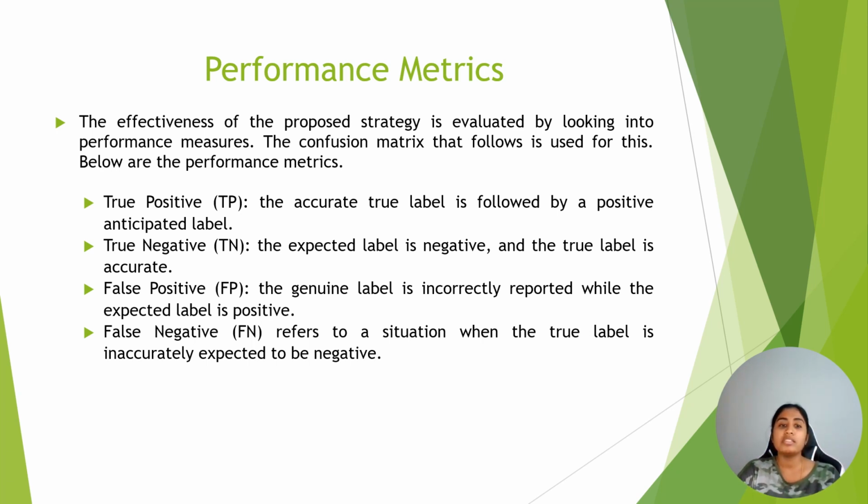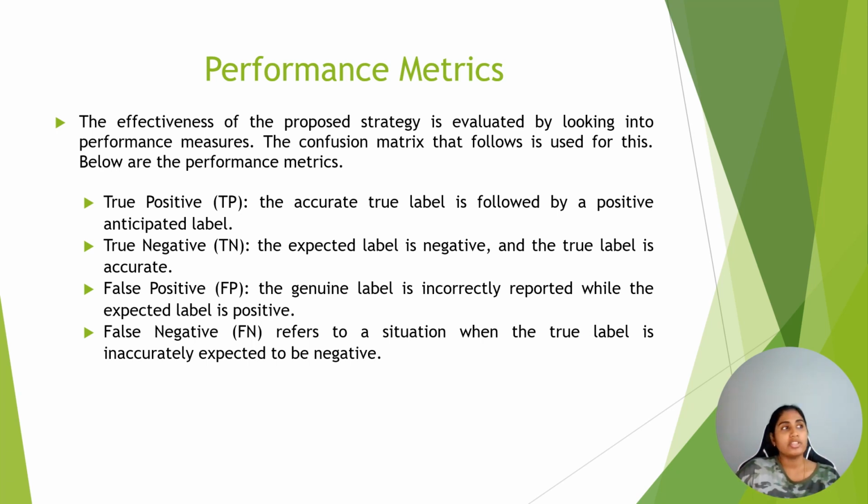So the effectiveness is evaluated using the performance measures. How accurate is your model? So the true positive, true negative, false positive, and false negative. True positive is when the expected label is positive and the true label is accurate. And the true negative is when the expected label is negative and the true label is accurate. The false positive is when a genuine label is incorrectly reported while the expected label is positive. And the false negative refers to a situation where the true label is inaccurately expected to be negative.